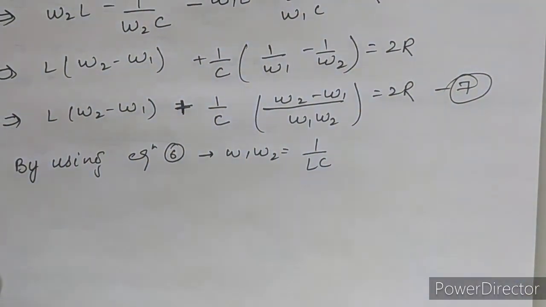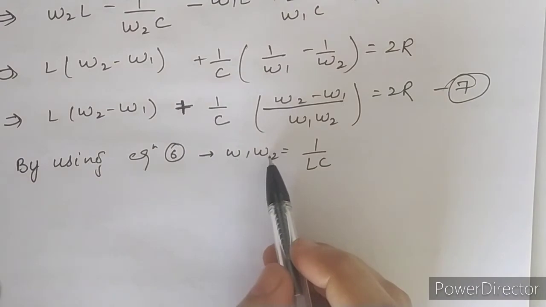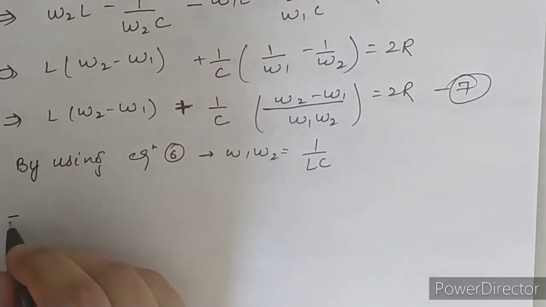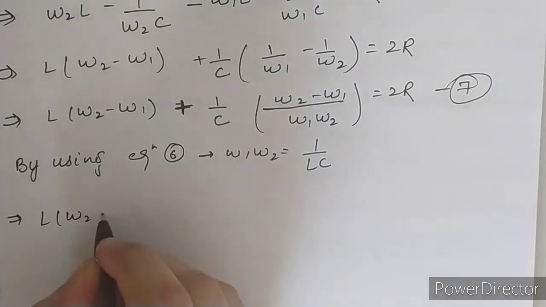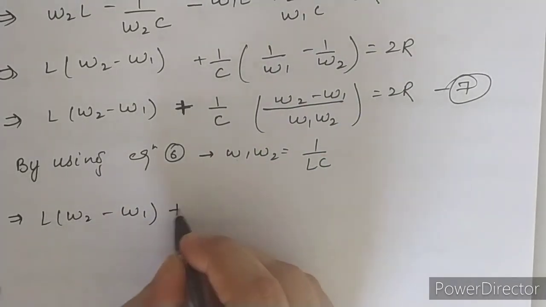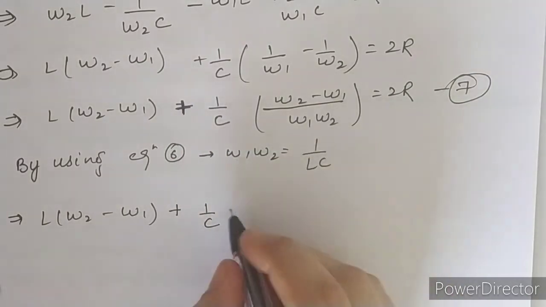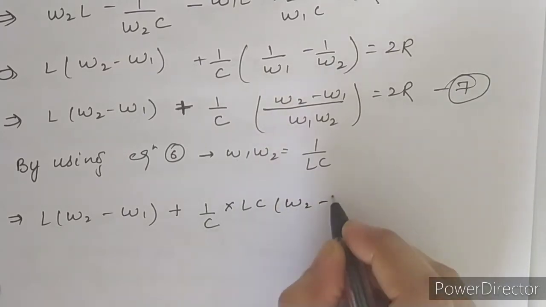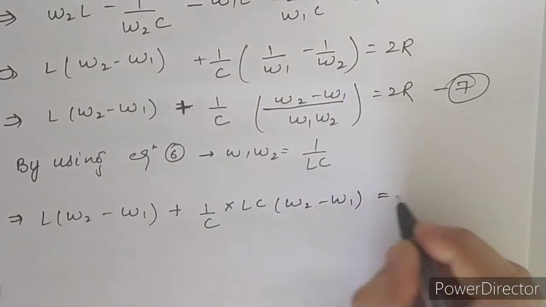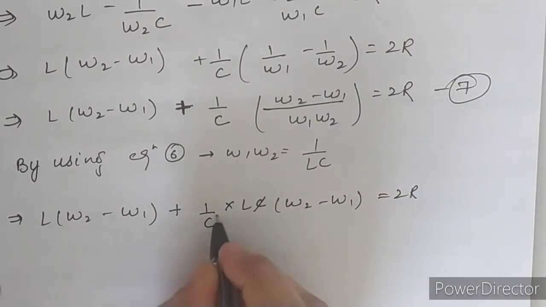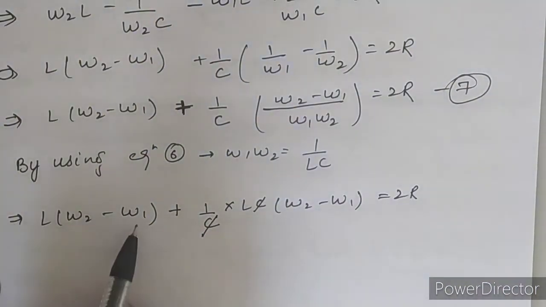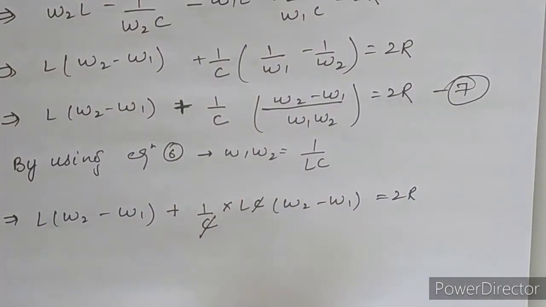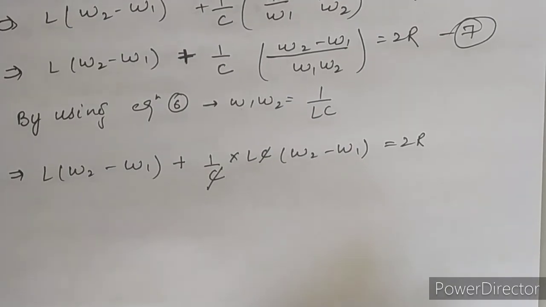Okay, this is that value, omega 1 omega 2 equals 1 upon LC, I am just keeping this value in here. So we get the equation L(omega 2 minus omega 1) plus 1 upon C, and in place of this LC, (omega 2 minus omega 1) is equal to 2R. C and C cancel out. L(omega 2 minus omega 1) plus L(omega 2 minus omega 1). This is the same value, so we add them.